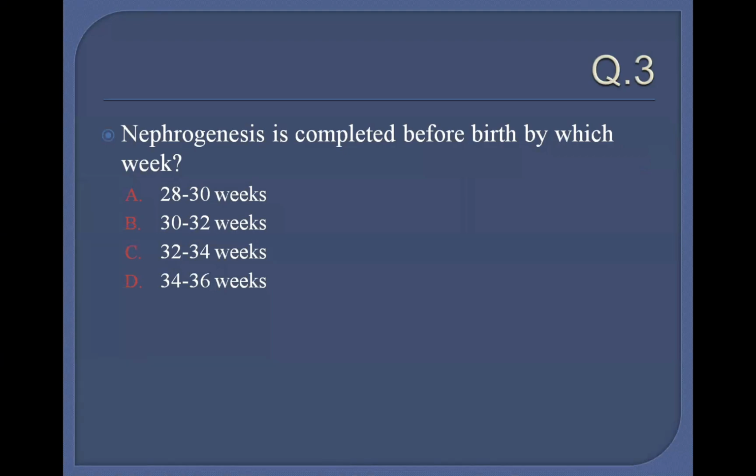Nephrogenesis is completed before birth by which week? There are 4 options: 28 to 30 weeks, 30 to 32, 32 to 34, and 34 to 36. So here the answer is D, 34 to 36 weeks. Kidney completion. All nephrons developed. But D is the answer.